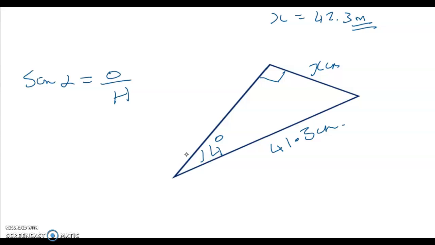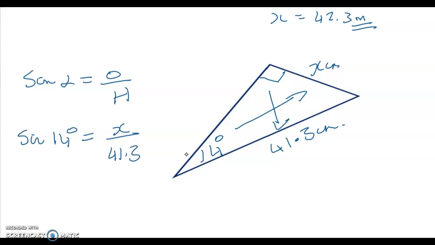Always start with your formula. You can't substitute into a formula if you don't have a formula to start with. I know I keep saying it, but it's real. So sine, my angle is 14 degrees. Opposite is x. Okay, there's your opposite there. Hypotenuse across from your right angle, 41.3 centimetres. Multiply each side by your 41.3. So x is equal to 41.3 times sine of 14.